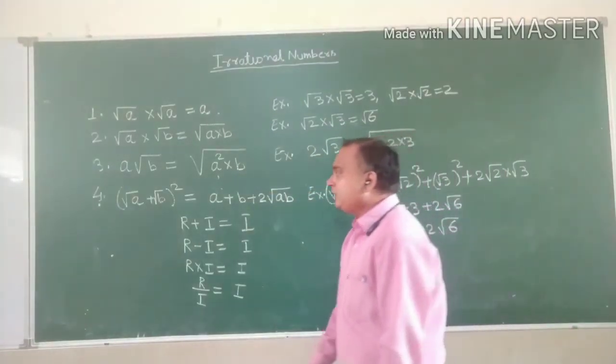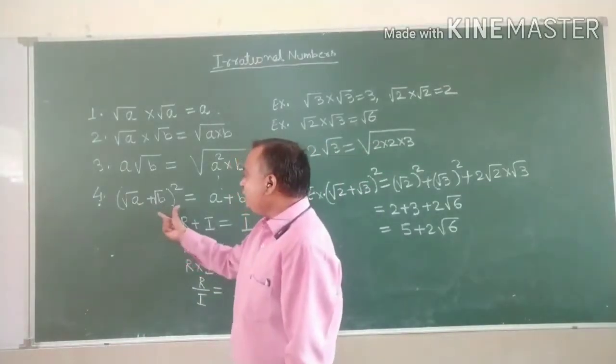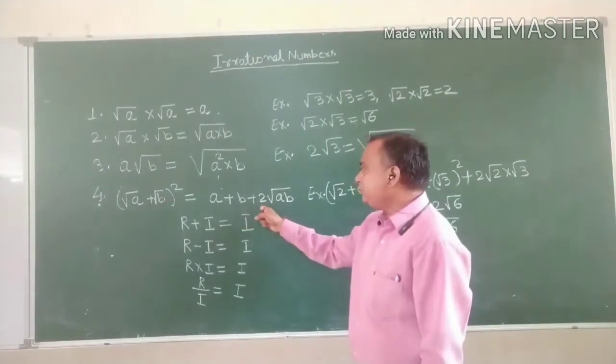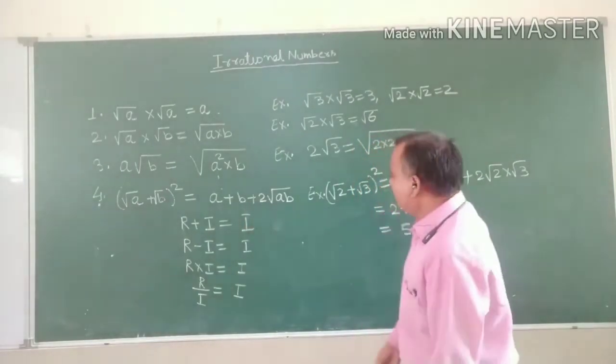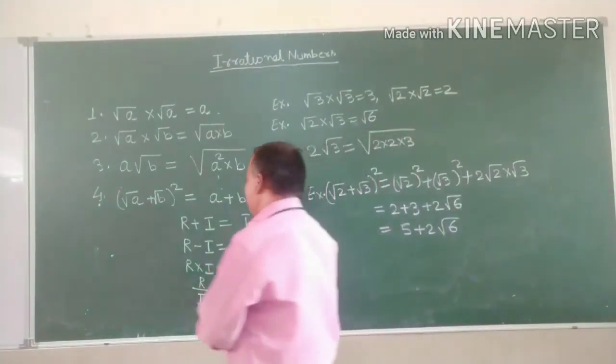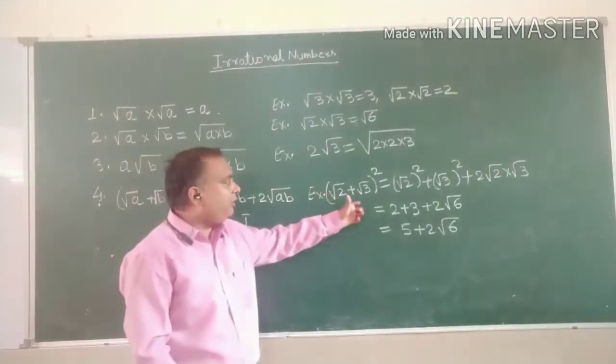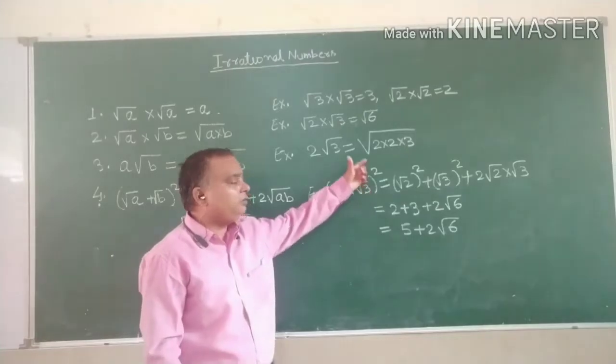Last property, under root a plus under root b whole square equal to a plus b plus 2 under root a into b. For example, if there are two irrational numbers, root 2 and root 3, and I have to find the value of root 2 plus root 3 whole square.